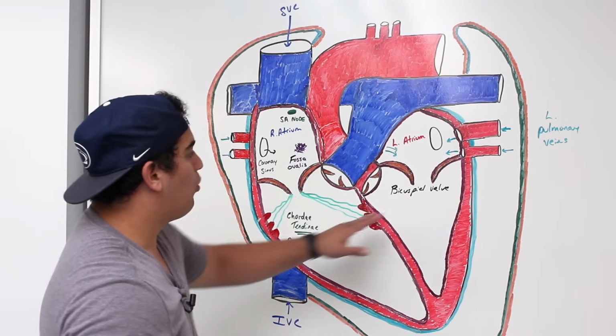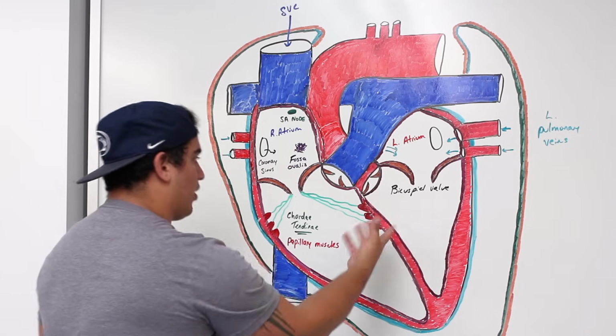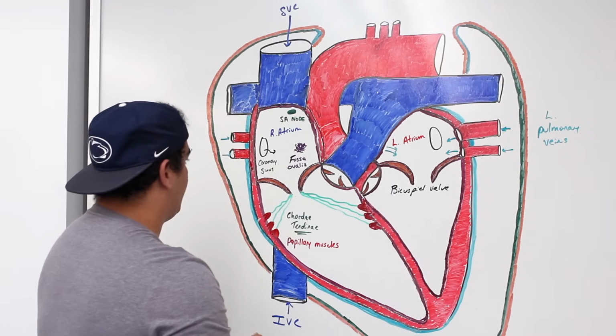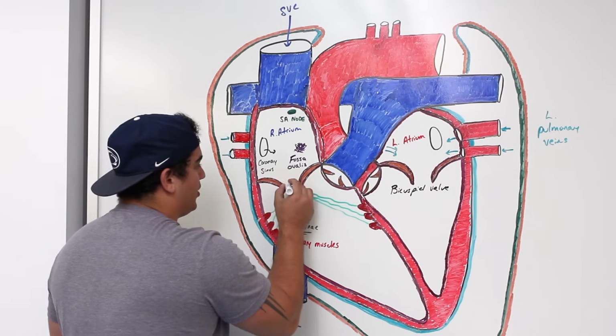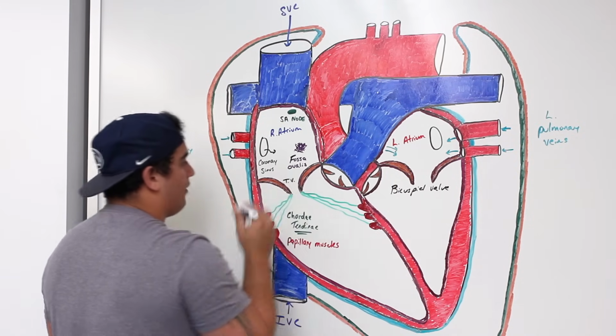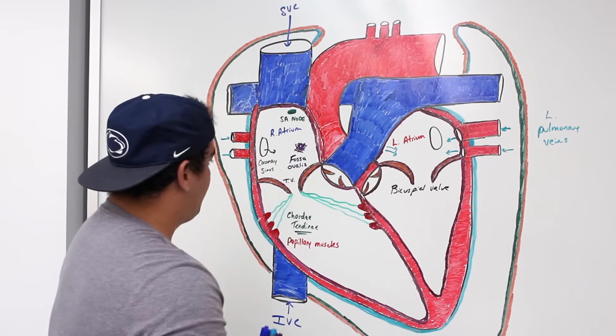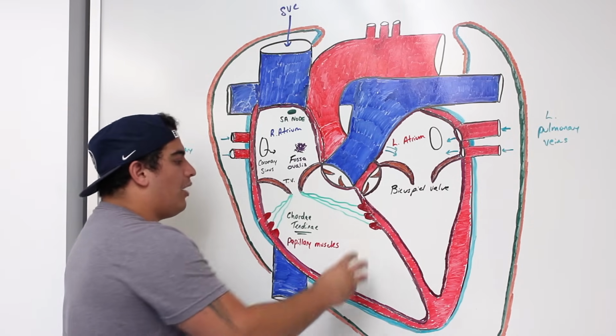Okay? But it's more common over here on the actual left side of the heart where the bicuspid or the mitral valve is. And just so that we're aware, this valve here, I'm going to just abbreviate it, is the tricuspid valve. All right, sweet deal. That covers that. Now, let's get into this part.